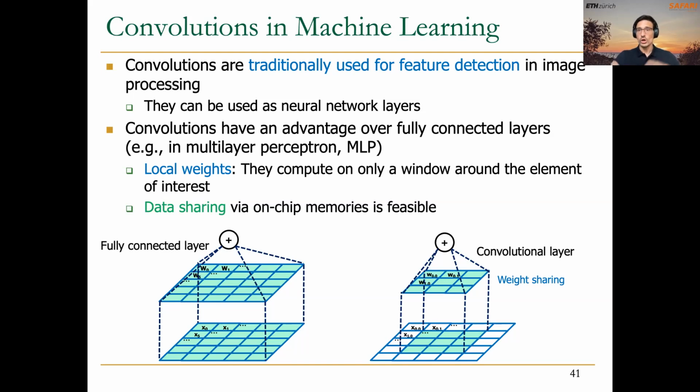We don't have to compute on the whole input image, for example. We only have to compute on a small window around the element of interest. And the good thing is that because these weights are local, they are not so large, so they can be shared, and also they can be placed in on-chip memories that are usually smaller. So we can take advantage of data reuse by doing data sharing in the on-chip memories, for example, registers or the shared memory in GPUs.